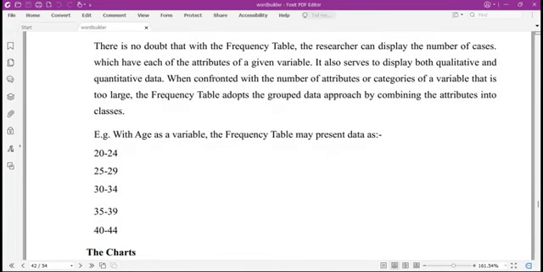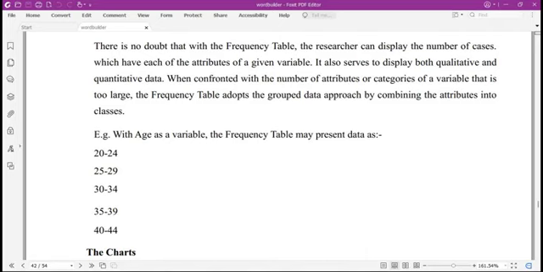E.g., with age as a variable, the frequency table may present data as this. You can have 20 to 24, 25 to 29, 30 to 34, 35 to 39, 40 to 44. You can see that the intervals are always equal. Like your data for age, you can have so many people that are within the range of 20 to 24 years. So instead of calculating them 21, 21, 21, 21, 23, 23, 23, 24, 24, instead of calculating them like that, you group them.